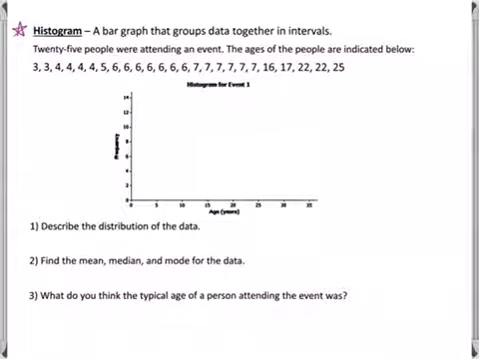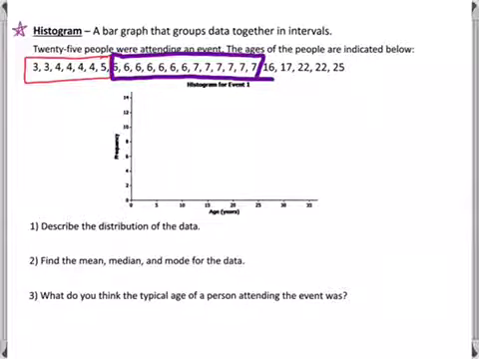So I know for 0 to 5, I've got these values here. And then for 5 to 10, or in this case, I'll say 6 to 10, I've got these values here. Then for the interval from, let's say, 15 to 20, I've got these two. And then from 21 to 25, I've got these ones here. So I'll create my histogram using this information.